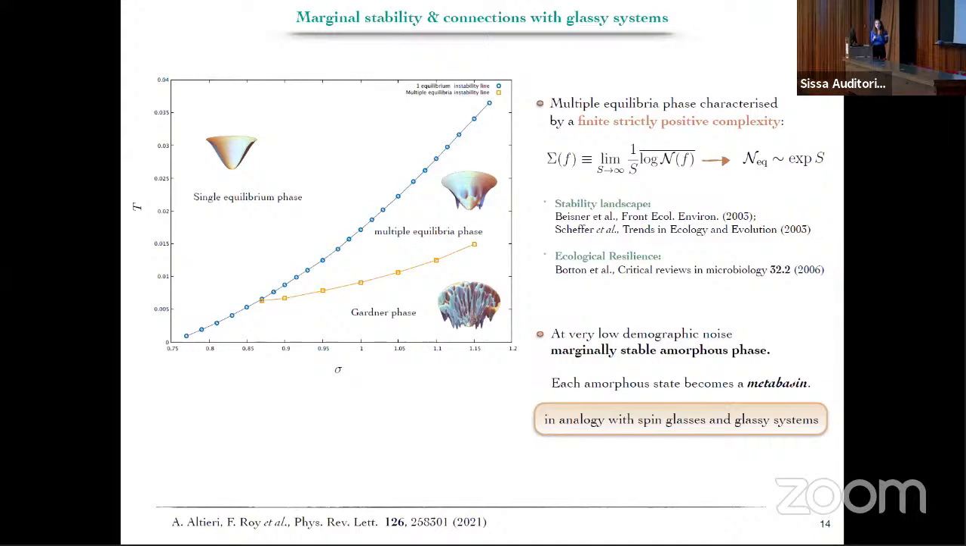And why is it so important for glassy systems and spin glasses? Well, you can think about the single equilibrium phase as a sort of liquid phase in which the space of configuration is completely ergodic.